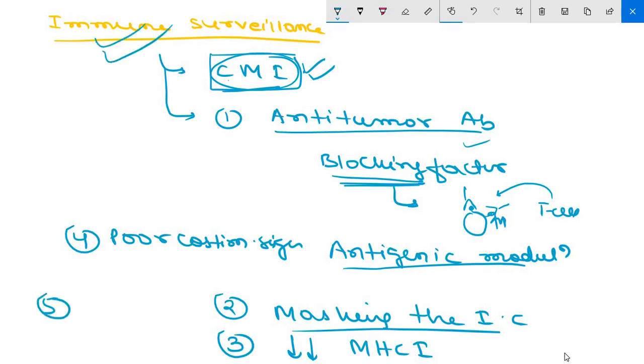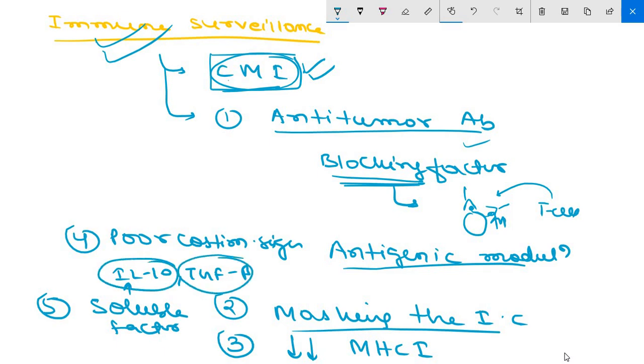The next reason is certain soluble factors. Certain tumor cells secrete soluble factors such as interleukin 10 and TGF beta that may suppress the immune responses against the tumor cells. So these are important MCQ questions. Interleukin 10 and TGF beta may suppress the immune response against the tumor cells. The next reason is the expression of FAS ligand. Some tumor cells express FAS ligand on their surface, which then interacts with the FAS on the T cells and causes apoptosis of those T cells.